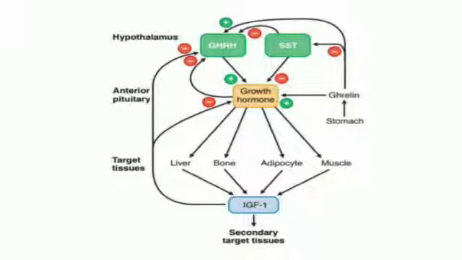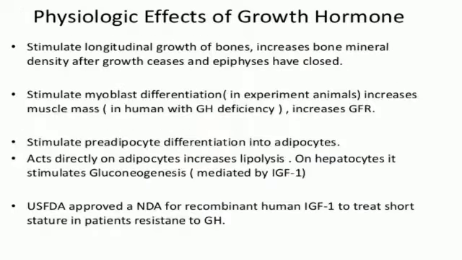Here is the pathway of the growth hormone. We will see about the physiological effect of the growth hormone. A critical concept in understanding growth hormone activity is that it has two distinct types of effect. The first one is the direct effect and the second one is the indirect effect.